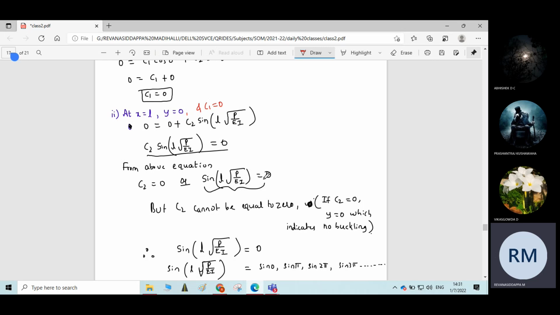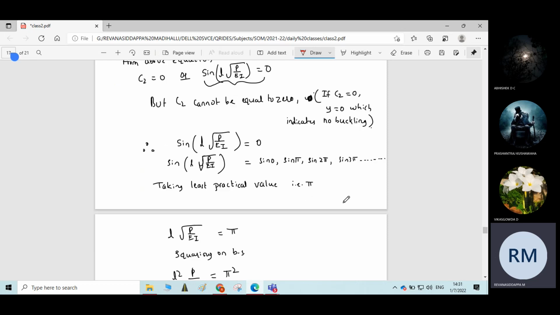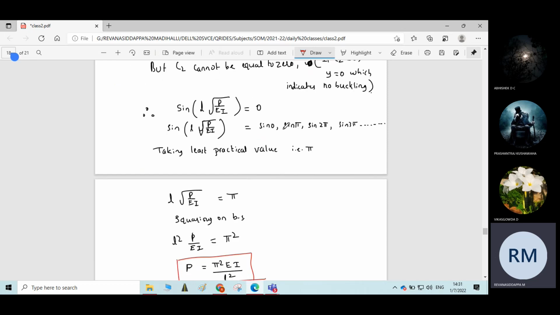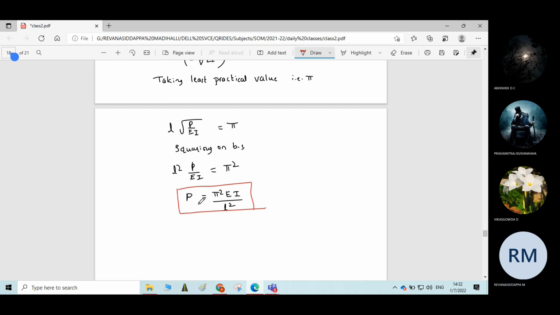Therefore sin L root P by EI equal to 0. If you assume L root P by EI as theta, the theta value must be equal to what? 0 or pi or 2 pi or 3 pi and so on. Considering the least practical value, means considering L root P by EI is equal to pi, we can obtain the expression for buckling load P or crippling load P by squaring the equation on both sides, that is P is equal to pi square EI by L square.